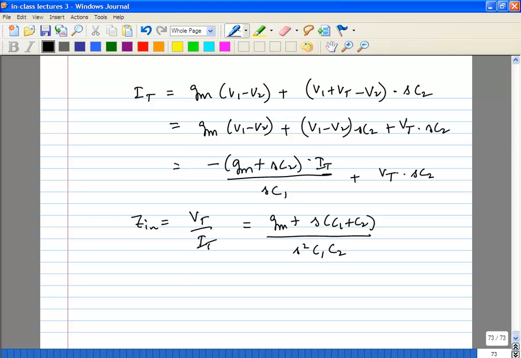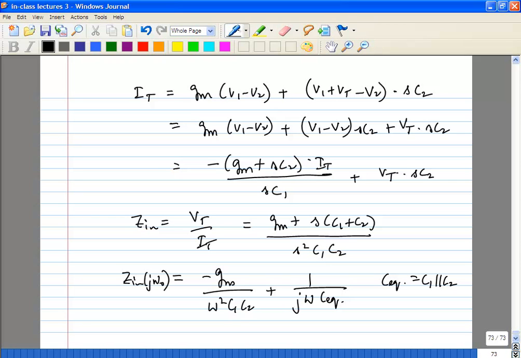Okay, so you can write this as 2, right? So if you look at the impedance as a function of omega naught, this is your negative resistance term plus, the other term gives you C1 C2 over C1 plus C2. That is C1 parallel C2.